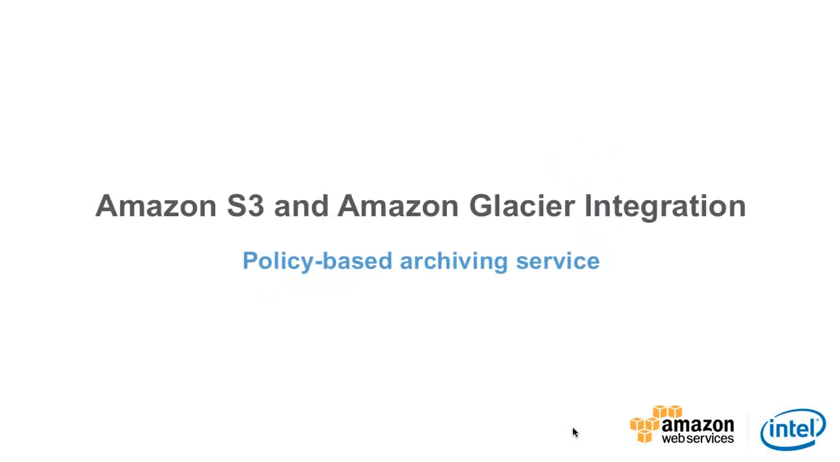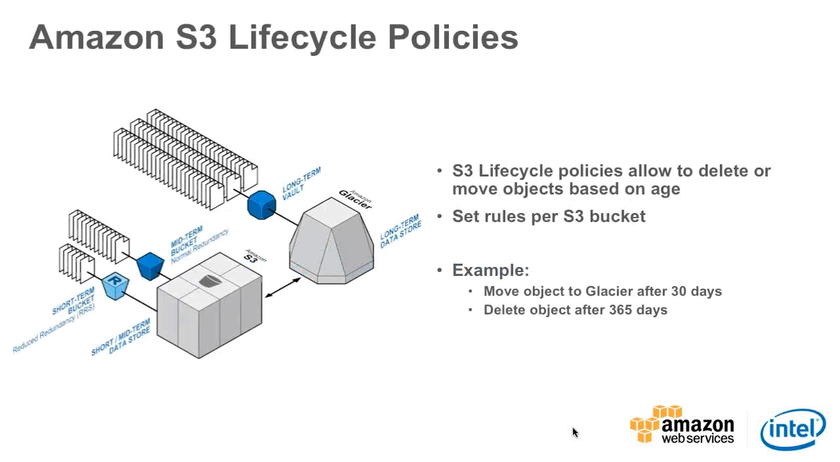Now, Amazon S3, the simple storage service, and Amazon Glacier have a nice integration. They allow you to do so-called policy-based archiving. Well, what does that mean? Basically, within all the objects that you store within the Amazon S3 service, you can set a lifecycle policy on your S3 bucket. This allows you to move objects based on their object age automatically into our archival service.